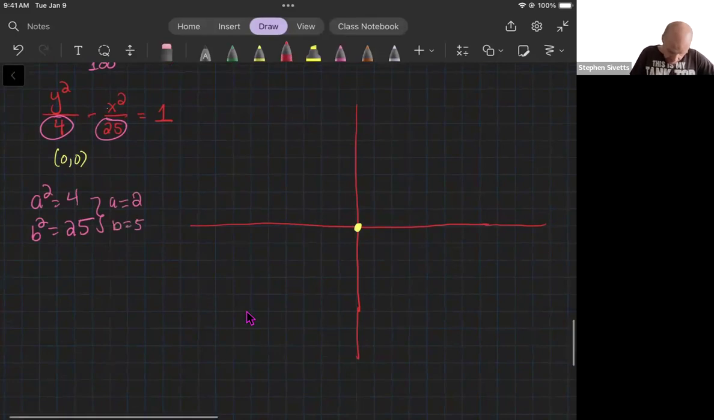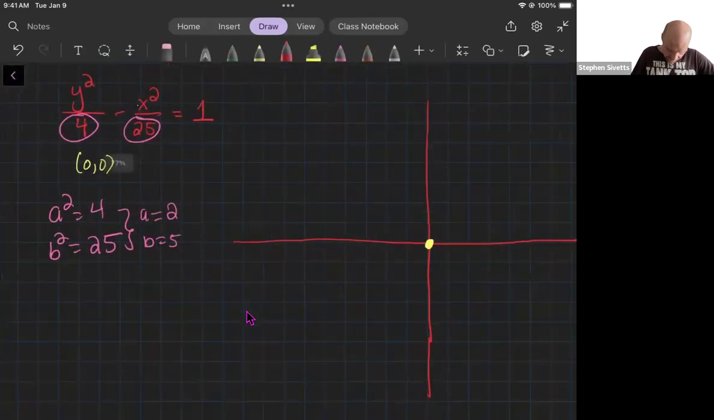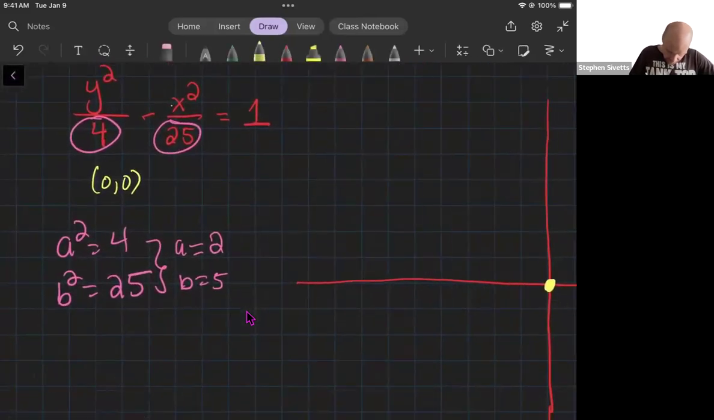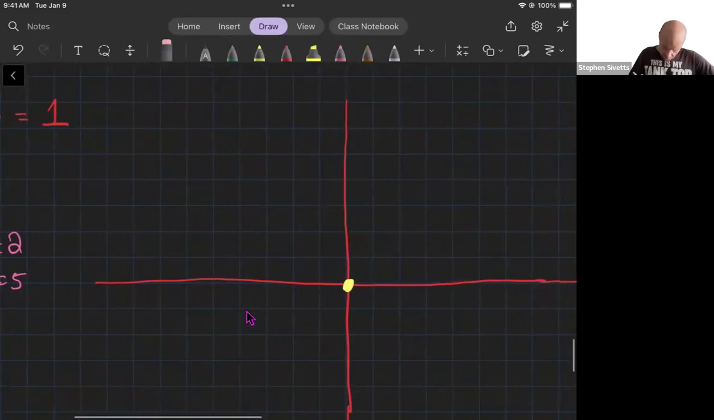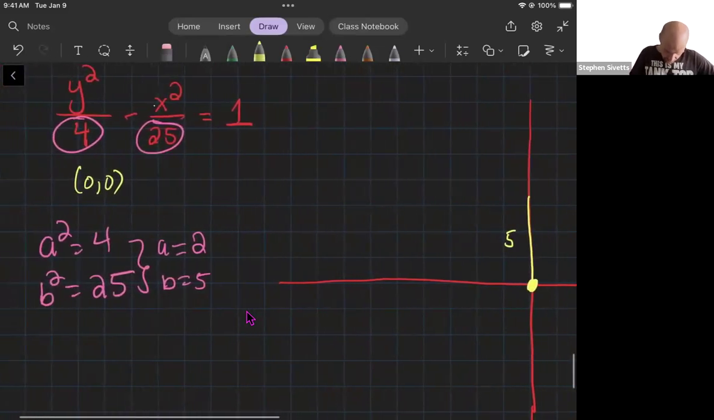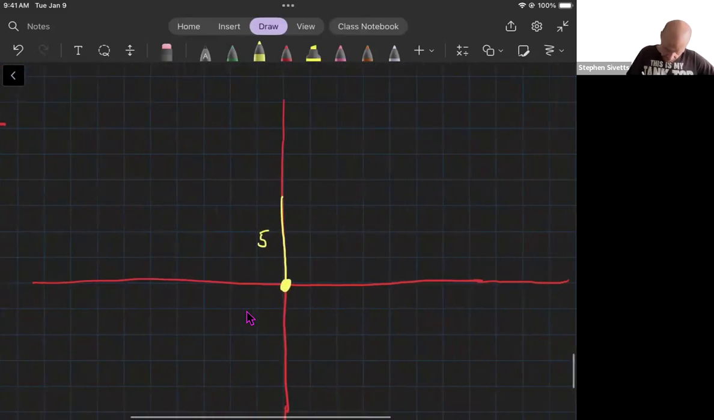But be careful. I like to view this as how you would look at slope. Slope is rise over run. The x value is the run number, and the y value is the rise number. So we want to go up by 5 units, and then we want to go 2 units in the x direction.